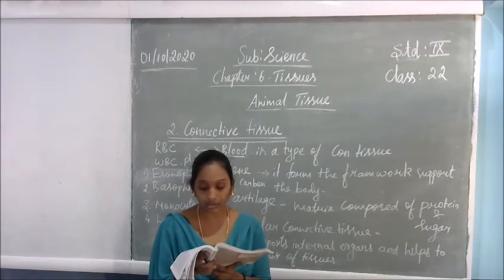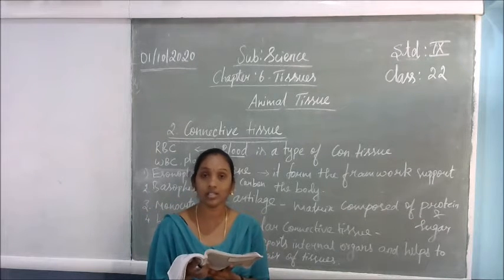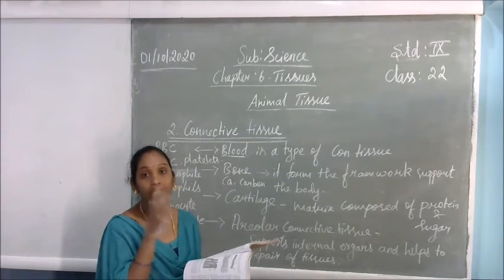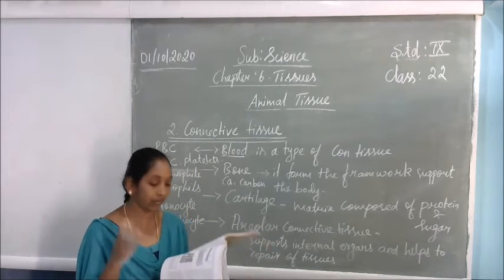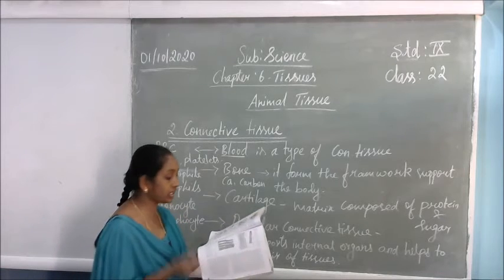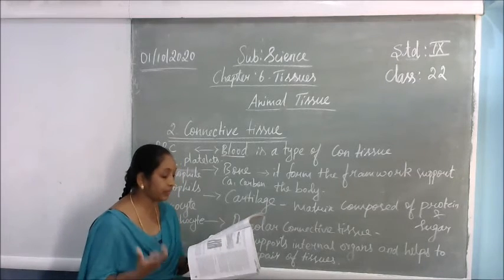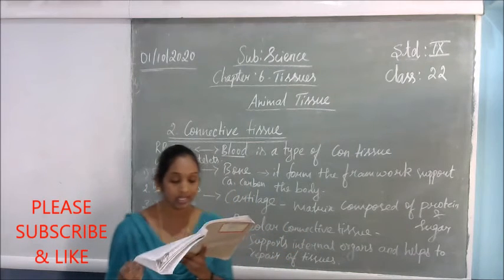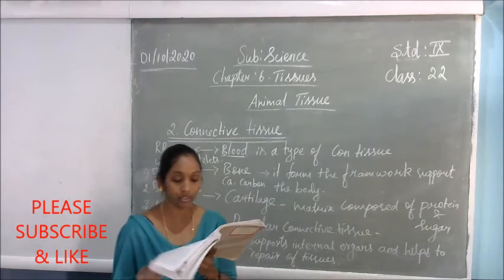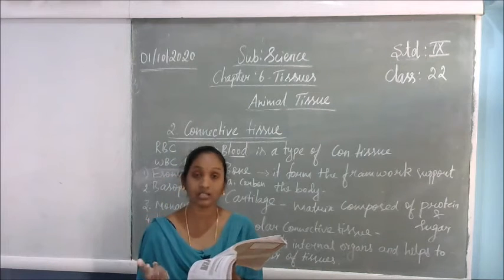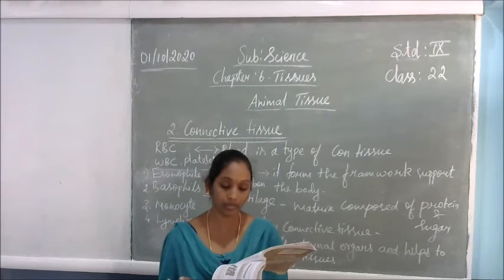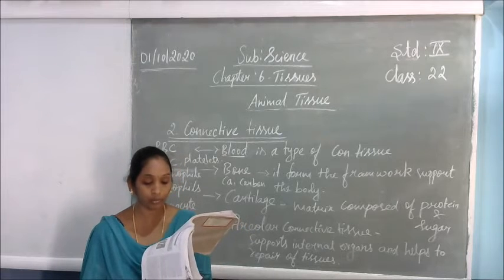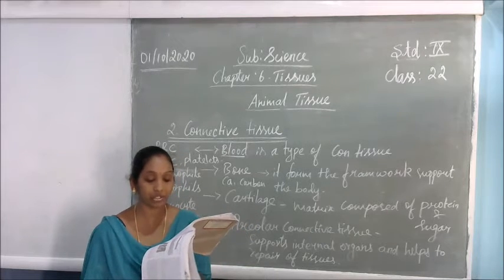Areolar connective tissue is found between the skin and the muscles. Areolar means it has air content, a greater amount of air will be present. It is found in our skin and muscles, around blood vessels and nerves, and in the bone marrow. It fills the space inside the organs, supports internal organs and helps in repair of tissues.